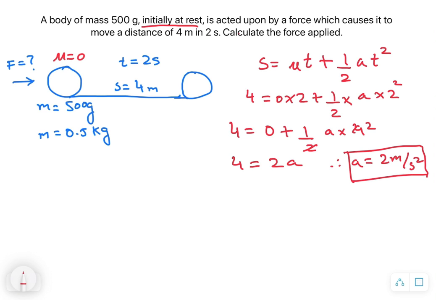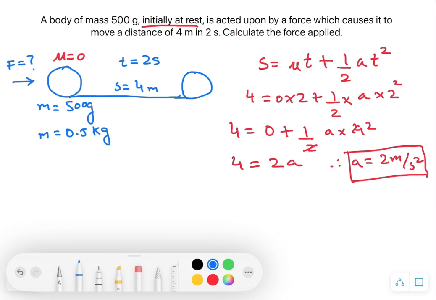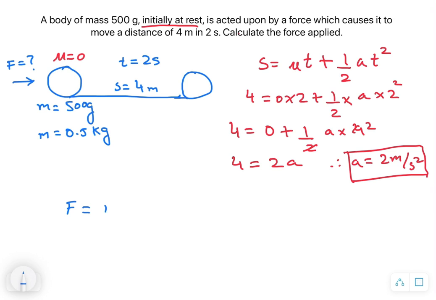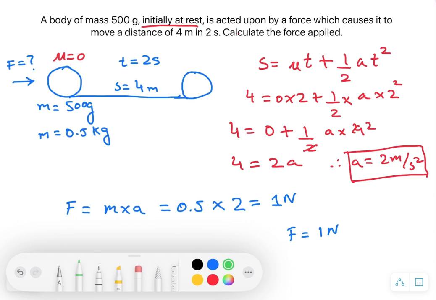Now, force is the product of mass and acceleration. F is equal to ma. Mass is 0.5 kilograms multiplied by acceleration, which is 2 meters per second square. So, force will be 1 newton. 1 newton of force was responsible for moving this body by a distance of 4 meters in 2 seconds.